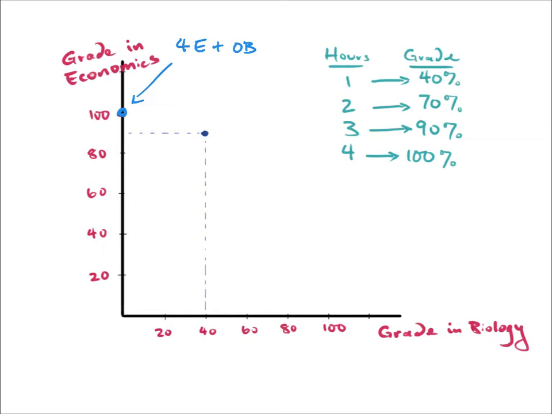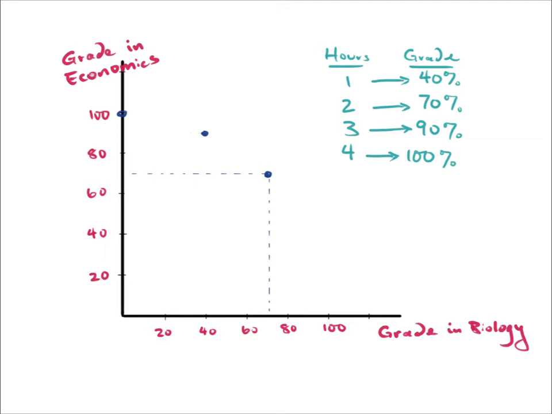So I'm creating this graph. On one axis, I have the grade in economics. On the other axis, there's the grade in biology. Okay, and here's one point that I can graph. Now another option is spending 3 hours studying economics and 1 hour studying biology, which means that in econ, the student would get a grade of 90%, and in biology, a grade of 40%. Okay, so I've plotted that point right here. Makes sense?